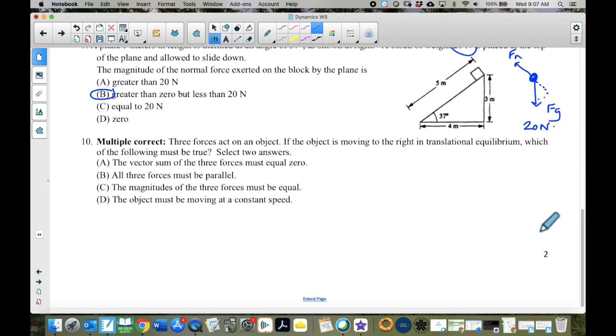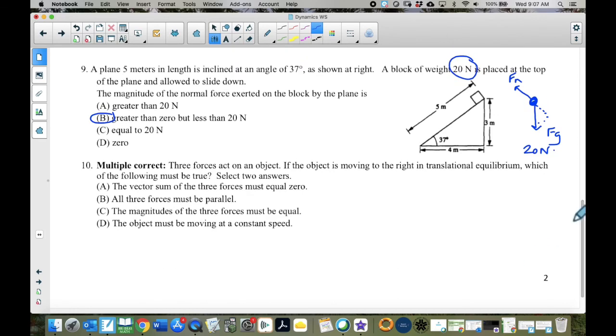Okay, number 10, multiple correct. Multiple correct questions, again, do appear on the AP. People get frustrated by them, but they do. So 3 forces act on an object. If the object is moving to the right in translational equilibrium, in other words, the sum of the forces in the x direction is still 0. So that's what translational equilibrium means. Even though it's moving to the right, it does have a velocity, but it does not have an acceleration.